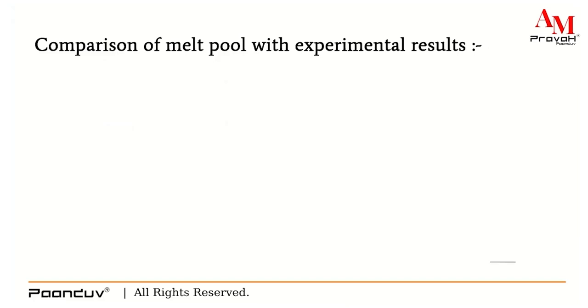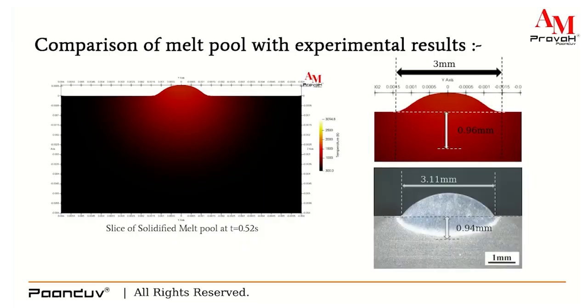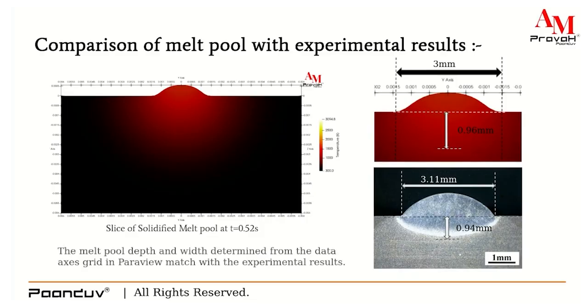And then we come to the comparison of the melt pool with the experimental results. As you can see, this is the slice of the solidified melt pool at t equal to 0.52 seconds. Now you can see this is the observed result from ParaView, and below it we have the experimental results. The melt pool depth and the width determined from the data axis grid in ParaView match with the experimental results.